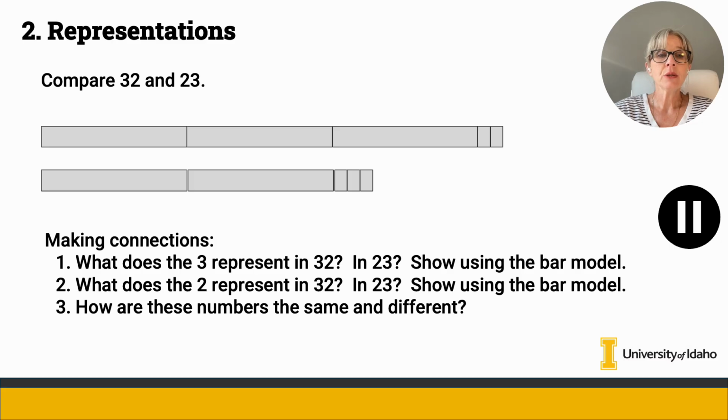We can also use the bar model to make connections between notation and units of 10 and 1. Pause here and consider these questions. Pressing students to show how the model represents the digits in a numeral emphasizes the idea that the 3 is 3 units of 10 in 32 and 3 units of 1 in 23. Though both numbers use the same digits, the places of the digits signify different units as seen in the bar model.